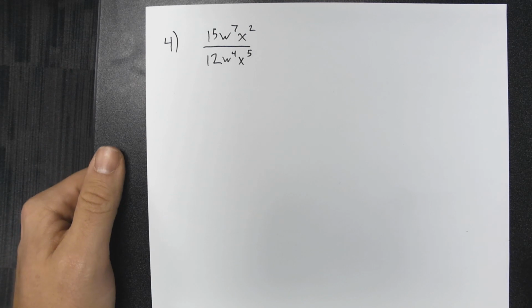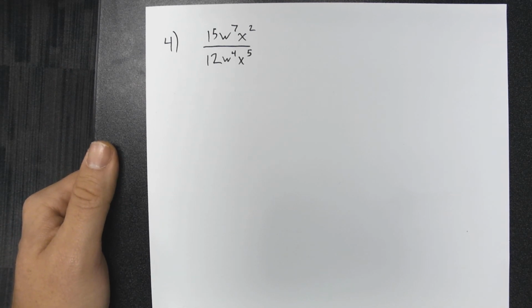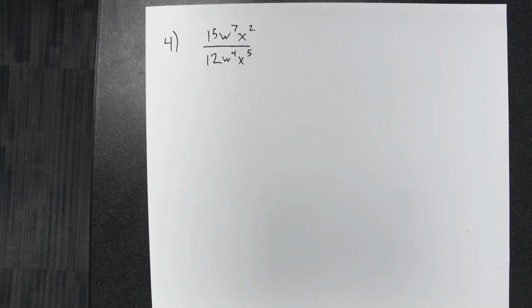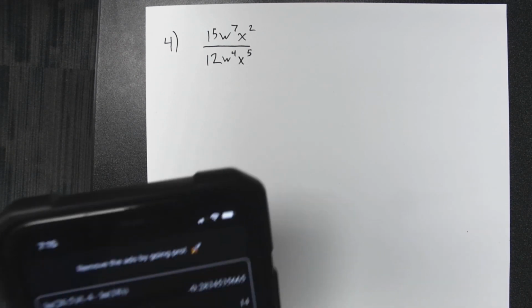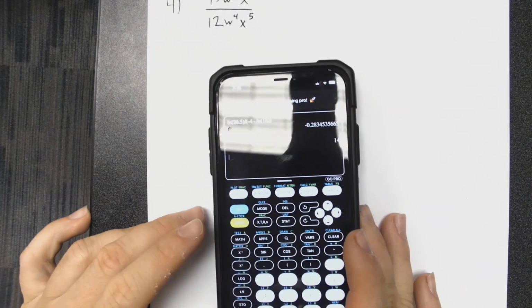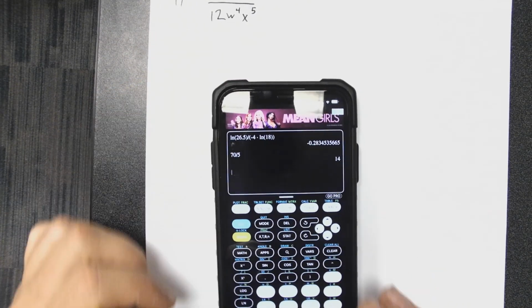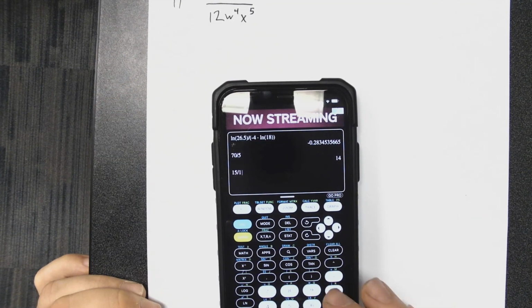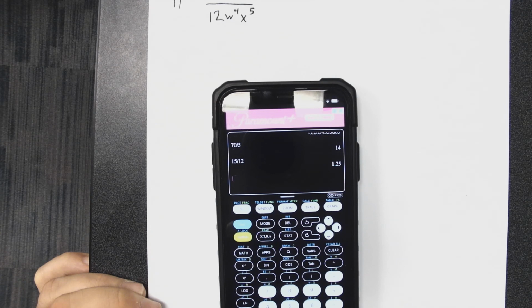Give you guys a moment to write that down. So hopefully you've now written that down. So 15 divided by 12, that's a fraction we can reduce. So if you want, here's what a TI-84 looks like. Let's see if I get it without the glare. 15 divided by 12, enter.